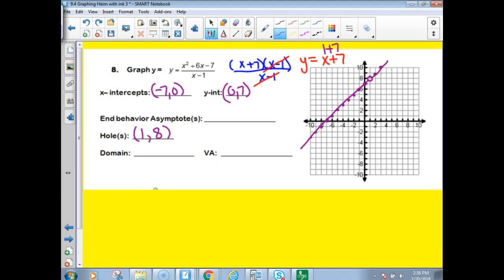So to fill in the rest of the questions here, is there a vertical asymptote? No. Is there a horizontal asymptote? Okay, there are none. All right. So the vertical asymptotes, guys, those are your end behavior asymptotes. The domain here would have been all real numbers except x can't equal 1.